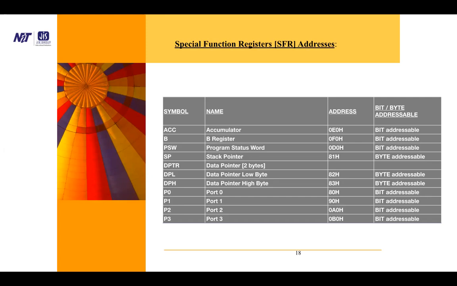81H. Then DPTR has no address, DPL 82H, DPH 83H, P0 80H, P1 90H, P2 0A0H, P3 0B0H. Corresponding byte or bit addressable: first one is bit addressable, second one is bit addressable, then it is byte addressable, byte addressable, and P0 is bit addressable, P3 also bit addressable.